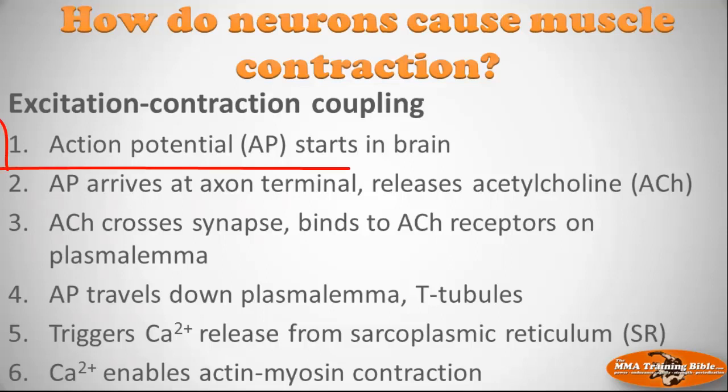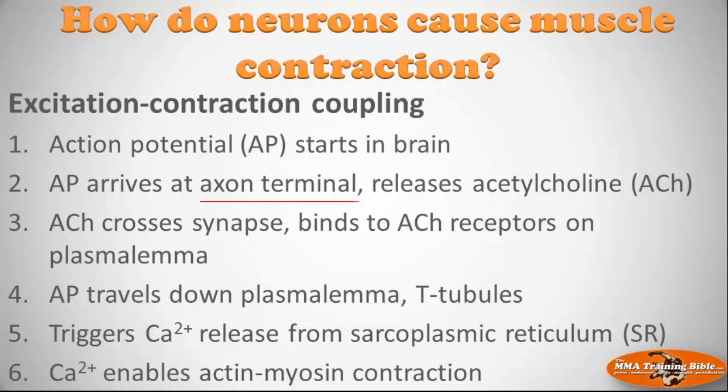The first step is, we've already mentioned it, an action potential that starts in the brain. Maybe you want to punch someone in the face. So that action potential moves away from the brain and down the spinal cord, and then it moves down the alpha motor neuron, and then all the way down to the axon terminal. Remember, that axon terminal is in close proximity to the muscle, but it doesn't touch. So that action potential is going to be moving down that axon terminal.